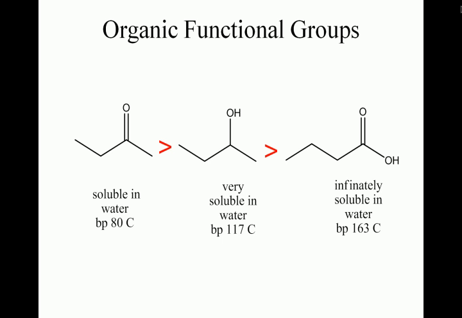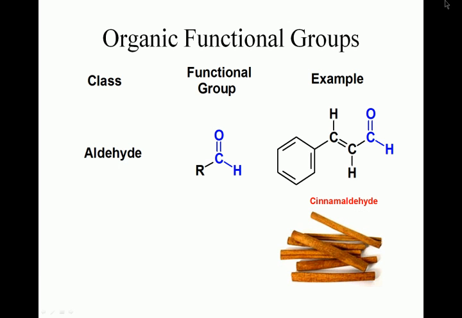And this really represents the general trend that you'll see in terms of physical properties of these different types of functional groups. With ketones and aldehydes, alcohols, and carboxylic acids of similar size, you're going to see this trend. The alcohols have higher boiling points than the aldehydes and ketones, and the carboxylic acids will have even higher boiling points than the alcohols. Let's see if you can identify the functional groups that we've just discussed.